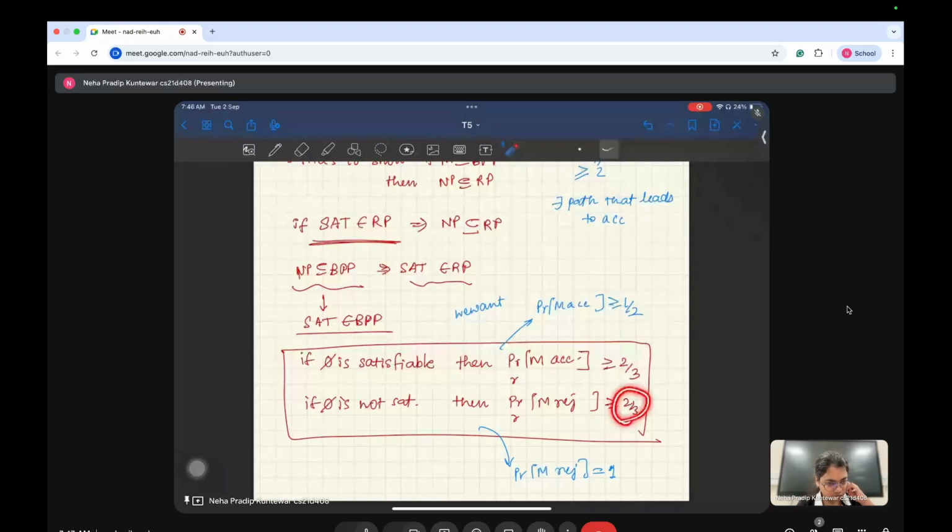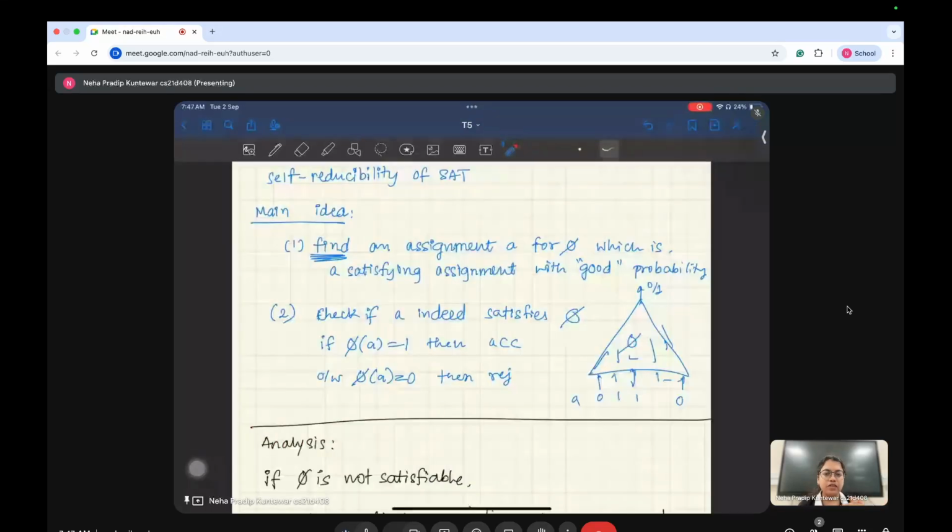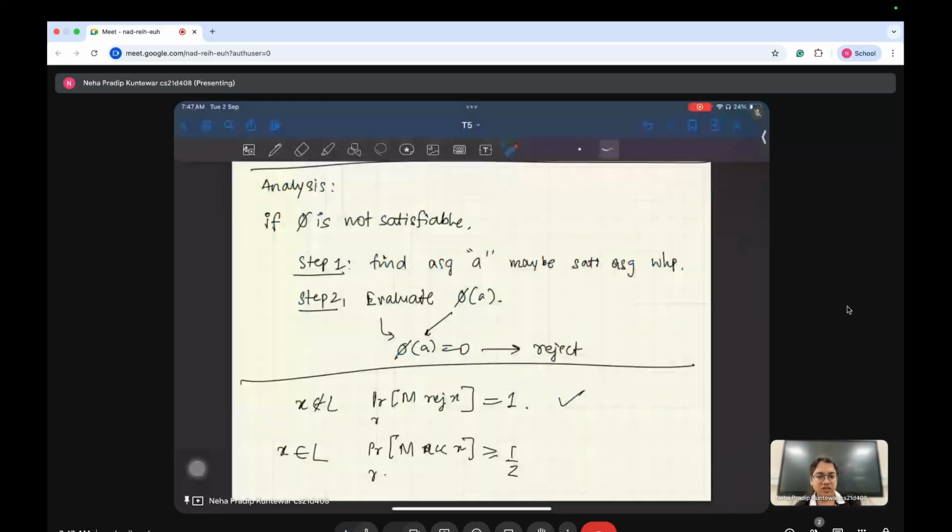Okay, so this is something that we did, and then we explicitly checked whether it does satisfy phi, and if it does, then we accept. If it does not, then we reject. Then we jump to the analysis part, where if phi is not satisfiable, then any assignment A that step 1 finds will evaluate phi to 0, because phi is not satisfiable, so any assignment will not make it output a 1, and so in that case we always reject. So we were correct with probability 1 in this case. This is what we wanted to achieve.